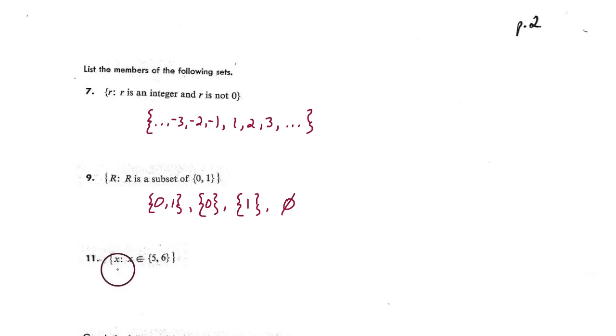Number 11. Find all of the numbers x such that x is an element of the set containing 5 and 6. Well, one of the numbers that x could be is 5, and the other number that x could be is 6. Here are our choices for x.